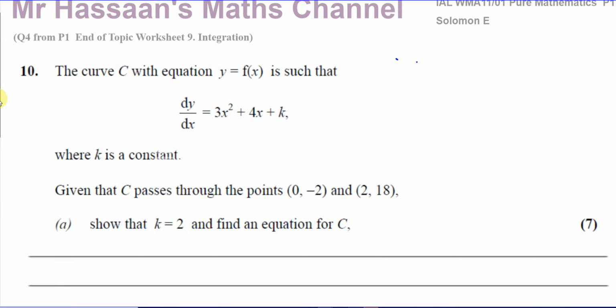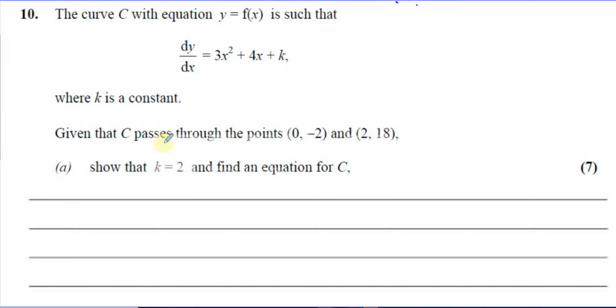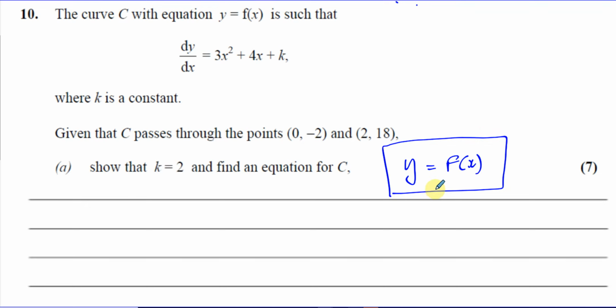So the first thing we need to do, if we want to find the equation for C, is find y as some function of x. That would be the equation for C. So we've got to find what y is. We have the gradient function, right? To find the original function, we have to integrate the gradient function.